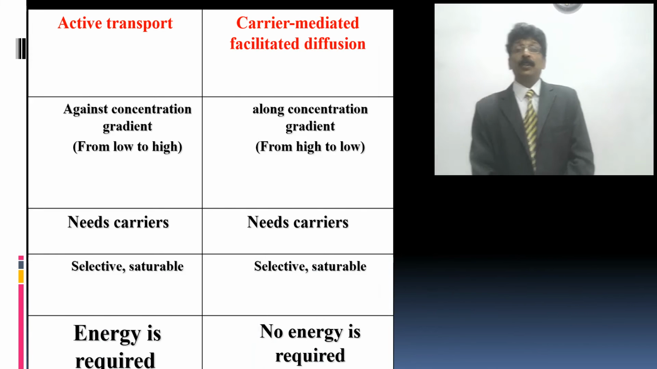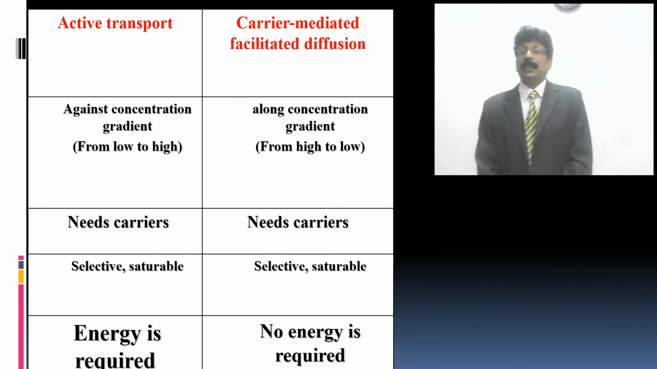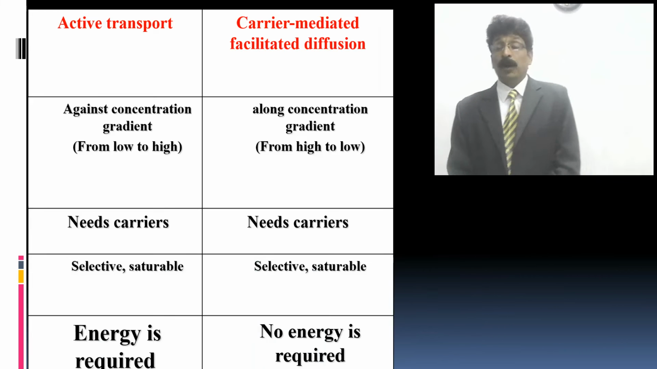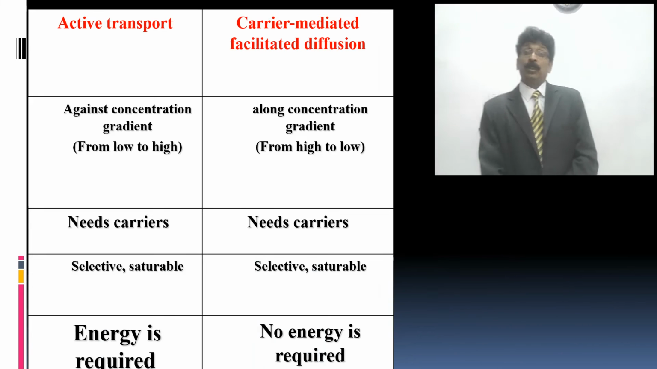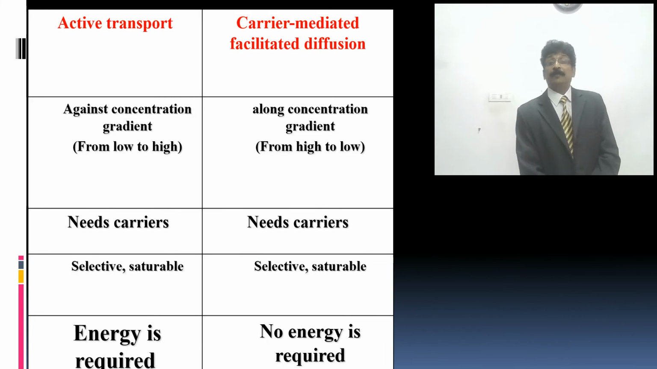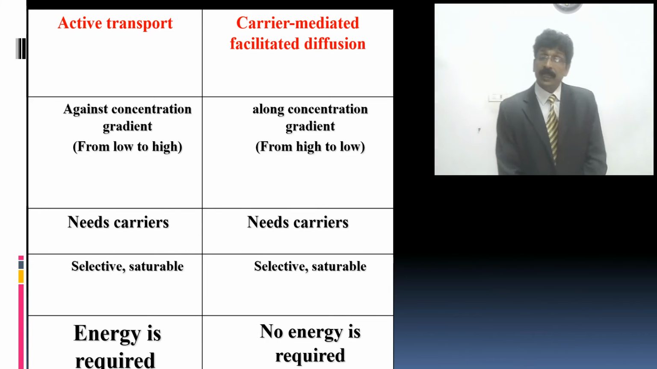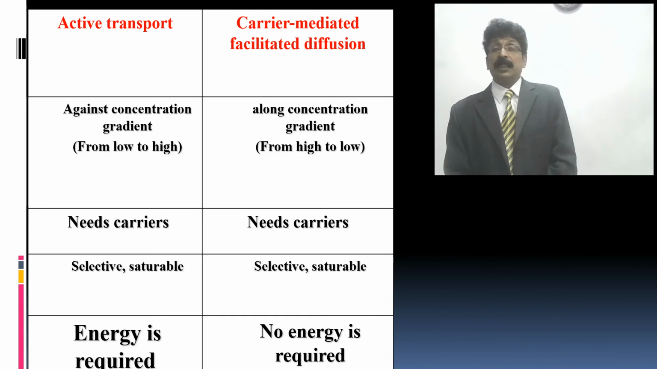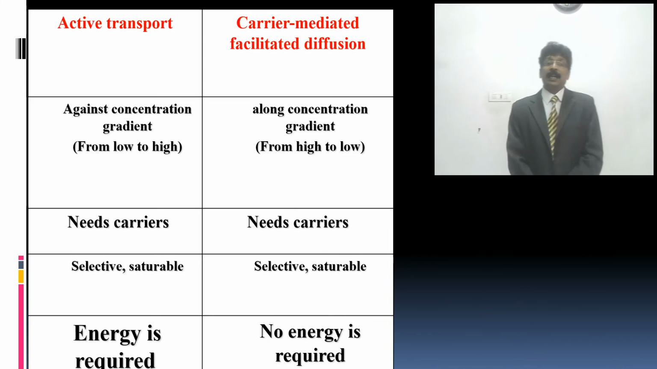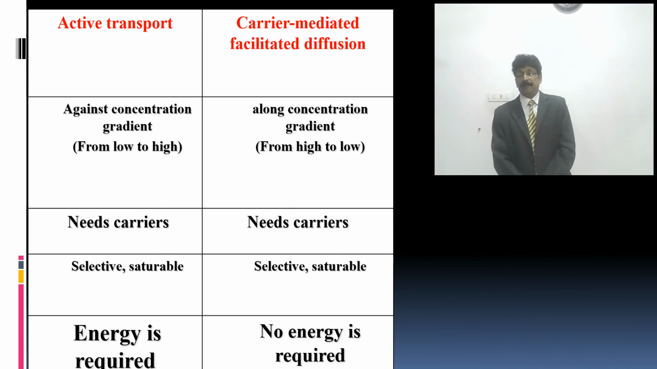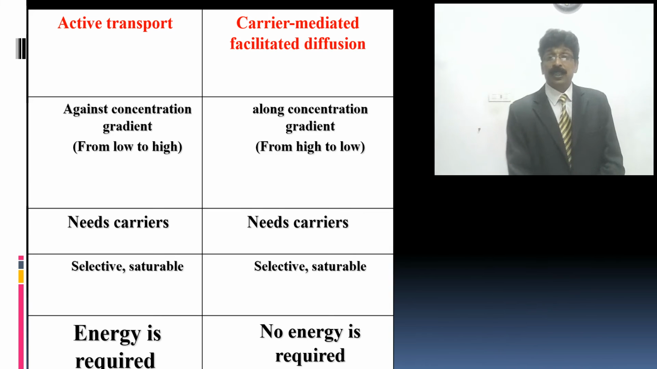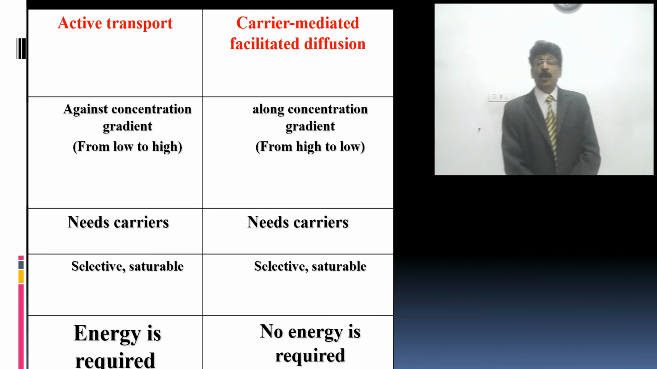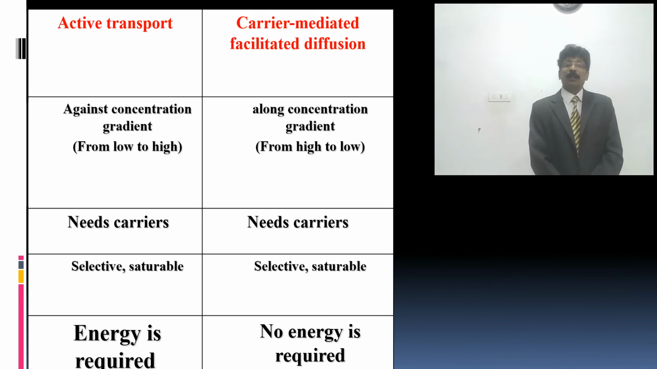So active transport and carrier mediated facilitated diffusion, what is the difference between both of them? One does not need energy, one does, but both of them need carriers. Active transport is against the concentration gradient, opposite to normal simple diffusion, from low to high with energy. Simple diffusion is from higher concentration to lower concentration, along the concentration gradient.